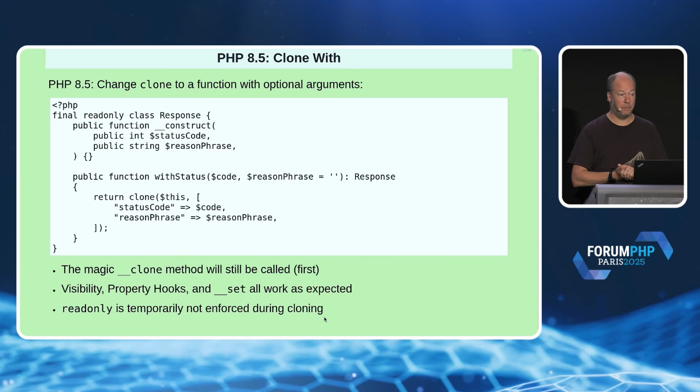The only thing that is basically disabled when you do this is the read-only keyword during the time the clone runs. And then at the end of the method, the read-only is applied again, so you get this new object that again is final and read-only.